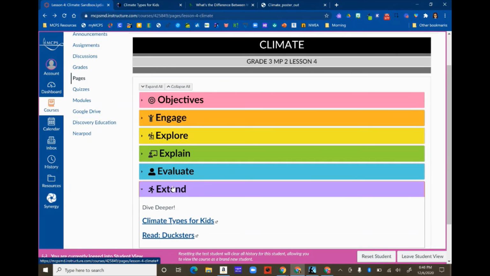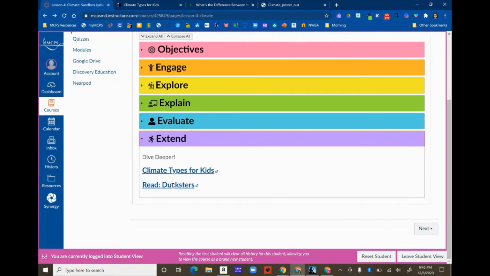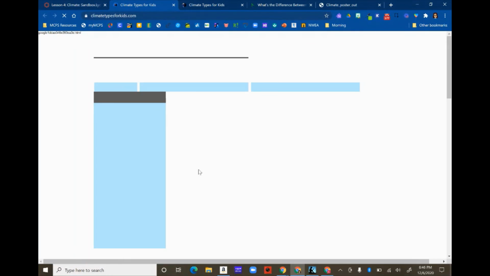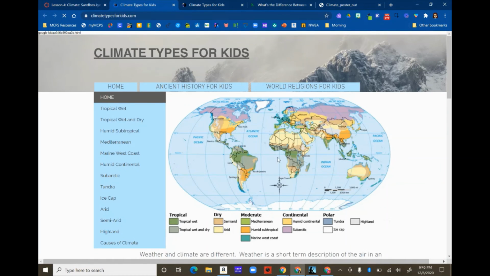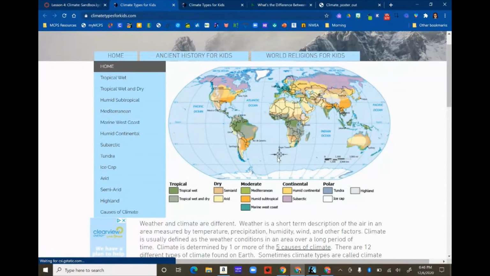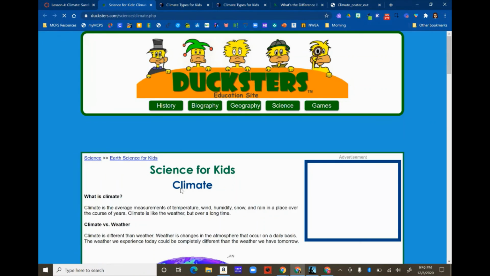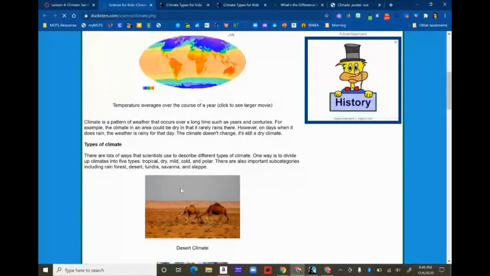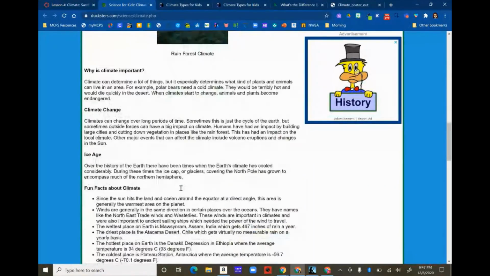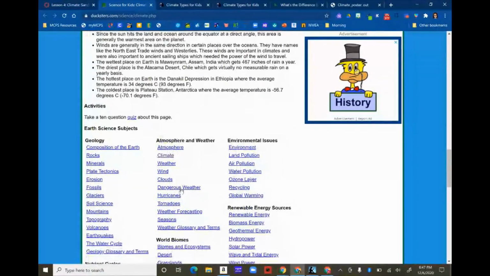And finally, for those students who need some enrichment or who finish early, they can dive deeper with these resources. So this is Climate Types for Kids. It's a higher level text. And there's also a Dukes article, which is also a higher level text with graphics and pictures, and they could also read about related topics.